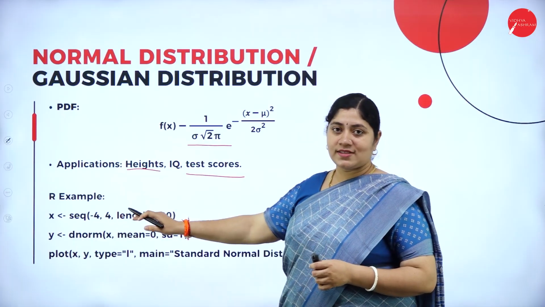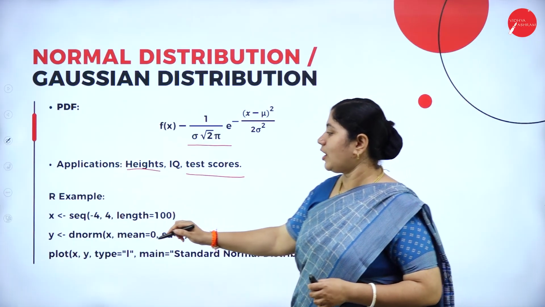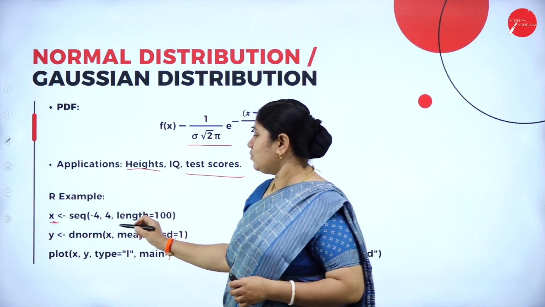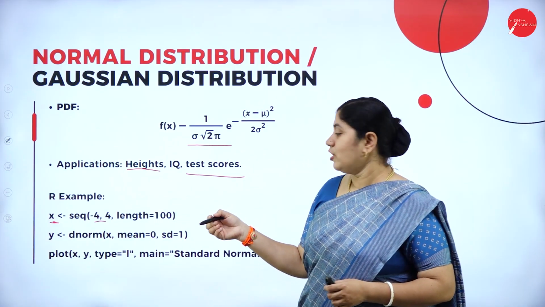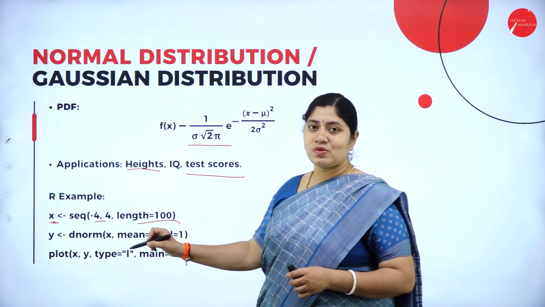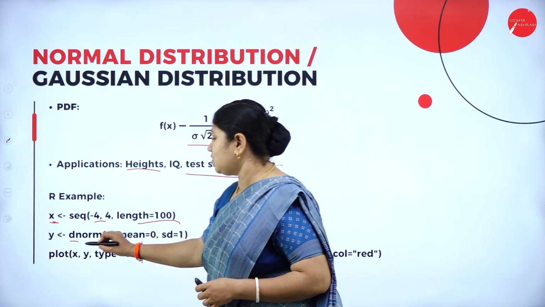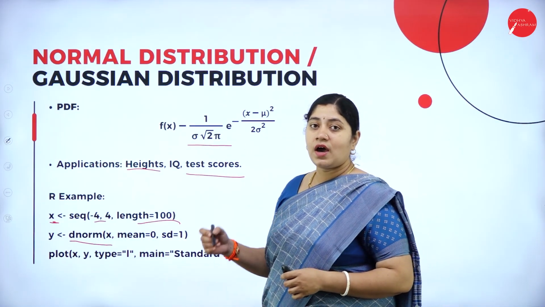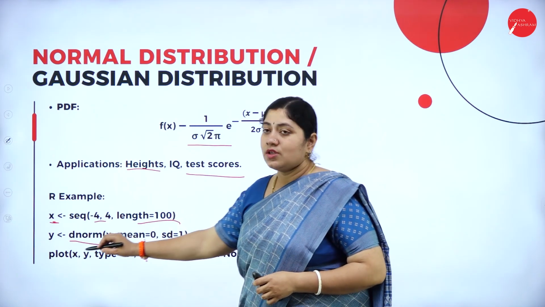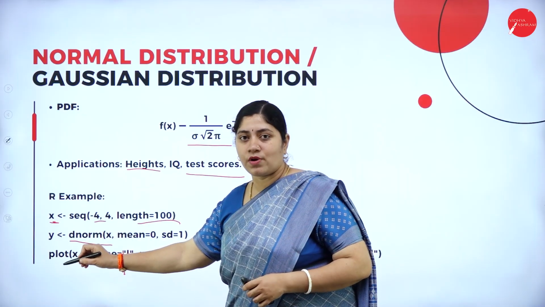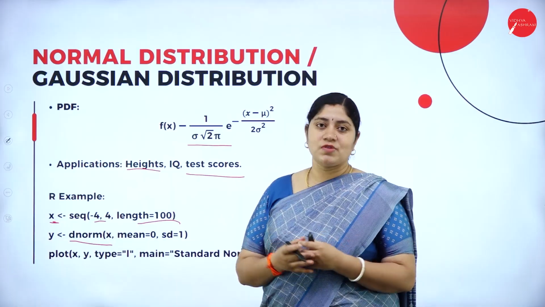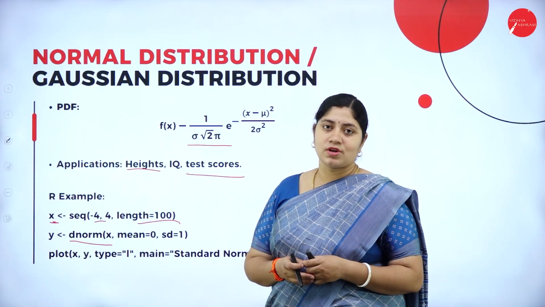Now let's see a small example with respect to our programming. So I am defining x, or we are assigning x with a sequence of values, that is from -4 to 4 with a length of 100. Alright. So now let's see what we are using, the keyword, that is dnorm, okay. So now we are defining mean and the standard deviation. Alright. Next we have to represent a plot, correct, because I want to represent my data in a good visualized form or in a good pictorial form, right.